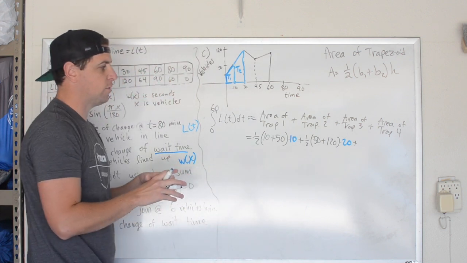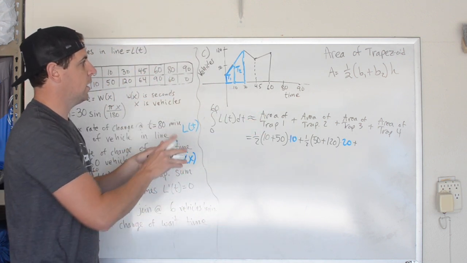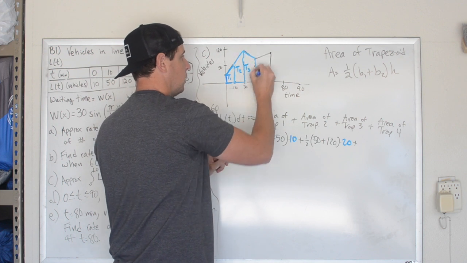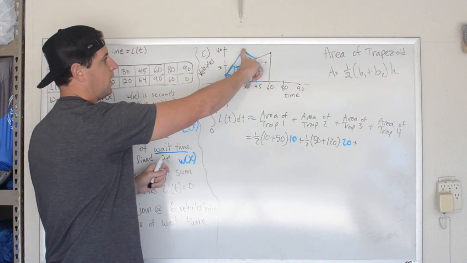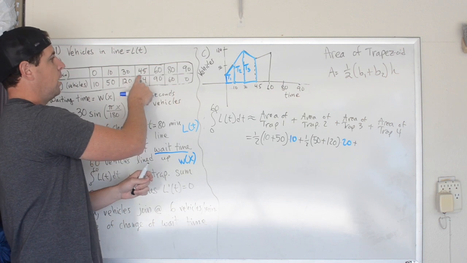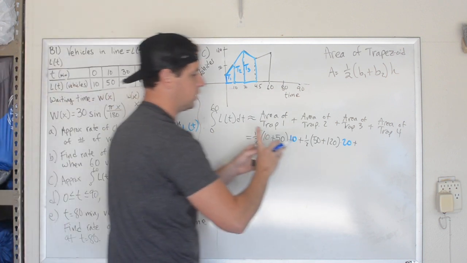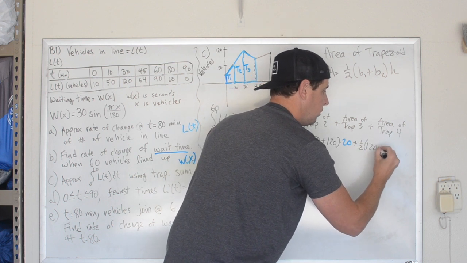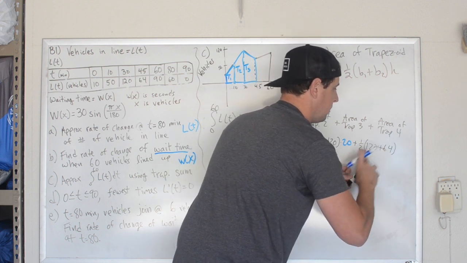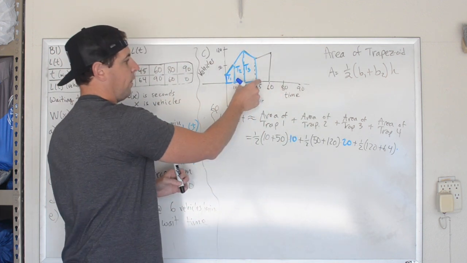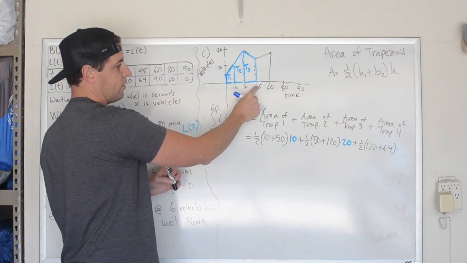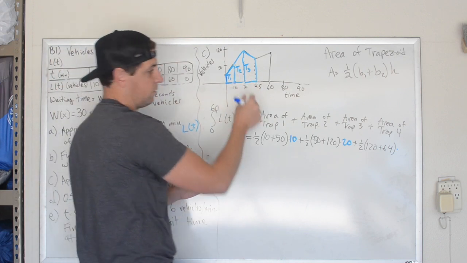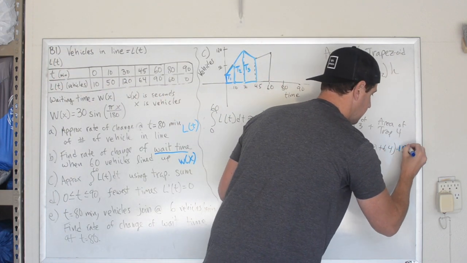Plus, I'm moving on to trapezoid 3. Trapezoid 3, again, I'm going here. This is my T3. And so I'm doing the height here at 30, which is 120, and the height at 45, which is 64. So it's 1/2 times 120 plus 64 times the length here, or we're calling this the height, which is 45 minus 30. This piece here, that's going to be 15 because 45 minus 30 is 15.